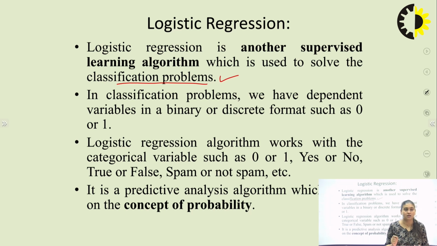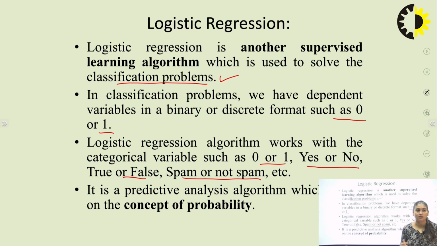Means in this the variables are to be categorical, like true false, like male female, means they should be in categories, like yellow red. So in the classification problem we have the dependent variable in binary and discrete format. For example, we have 0 or 1. The logistic regression algorithm works with categorical variables, like 0 and 1, yes or no, true and false. And if we have to categorize a mail, whether it should be in the spam category or non-spam category, then it is a predictive analysis algorithm which works on the concept of probability.